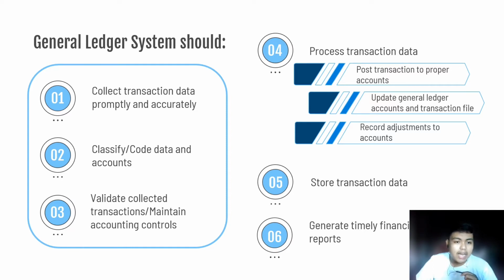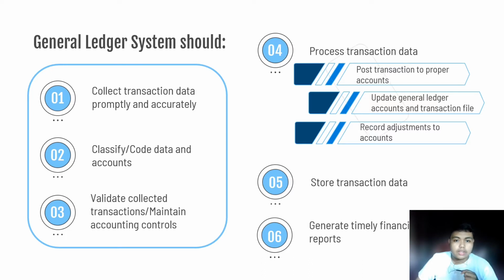So, bakit kailangan naka-classify or naka-code yung data and accounts? Para mas mabilis siyang balikan whenever need siyang balikan or mabilis mag-audit or mag-reconcile. And the third is General Ledger System should validate collected transactions and maintain accounting controls. So that's for the input stage.